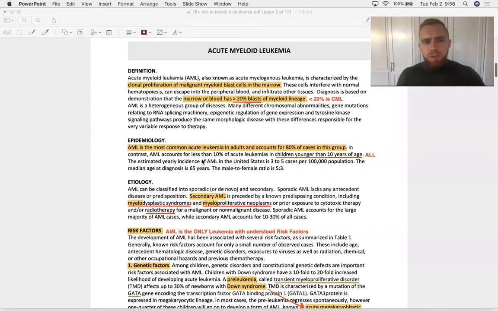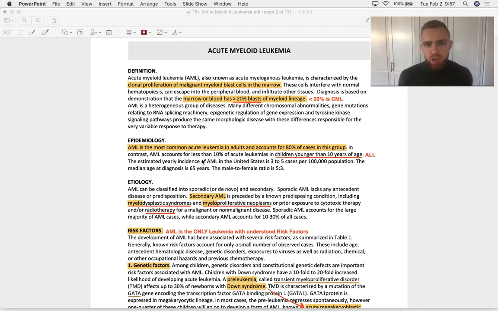So let's dig into this SDL. It's a cancer. It's a clonal proliferation of malignant myeloid blast cells in the bone marrow. And in order to diagnose acute myeloid leukemia, when you look at the blood or bone marrow sample and count the cells, more than 20% of the cells that you count have to be blasts for you to label it AML. Otherwise, you're not looking at AML, you're looking at CML, or maybe you're looking at myelodysplastic syndrome, but you are not looking at AML unless you have more than 20% blasts. That is a rule-in criteria to make the diagnosis.